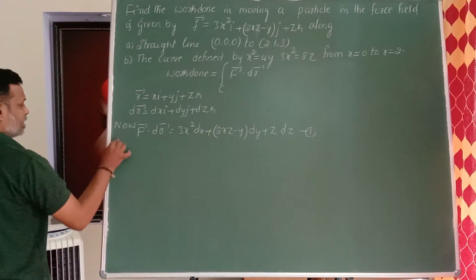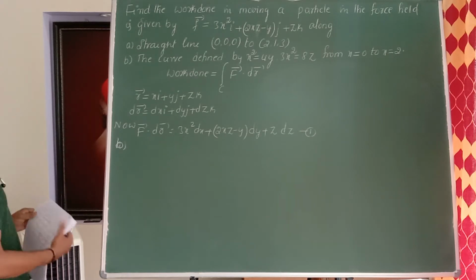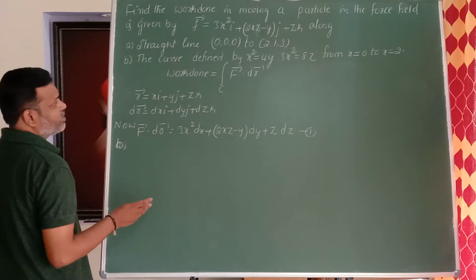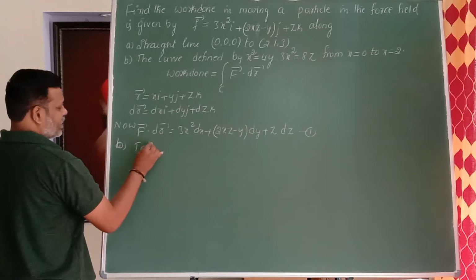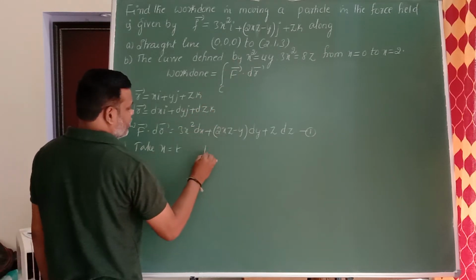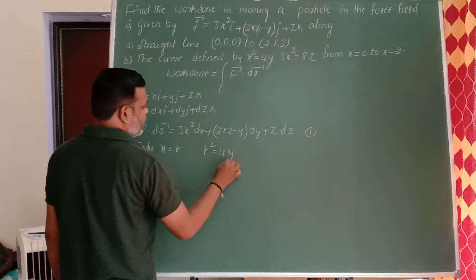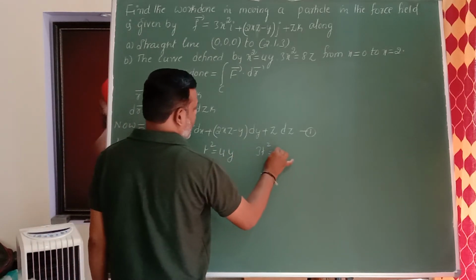Option B, what does option B say here? Option B: the curve defined by x square is equal to 4y, 3x square is equal to 8z, from x is equal to 0 to 2. For that, we can take x square is equal to 4y, 3x square is equal to 8z. Therefore, let us take x is equal to t. When x is equal to t, this becomes t square is equal to 4y and 3t square is equal to 8z. How is it, sir?